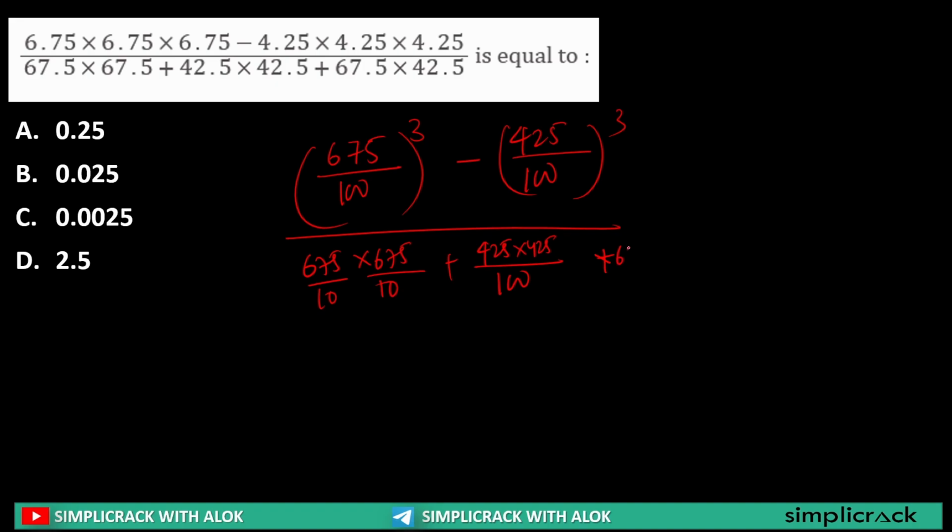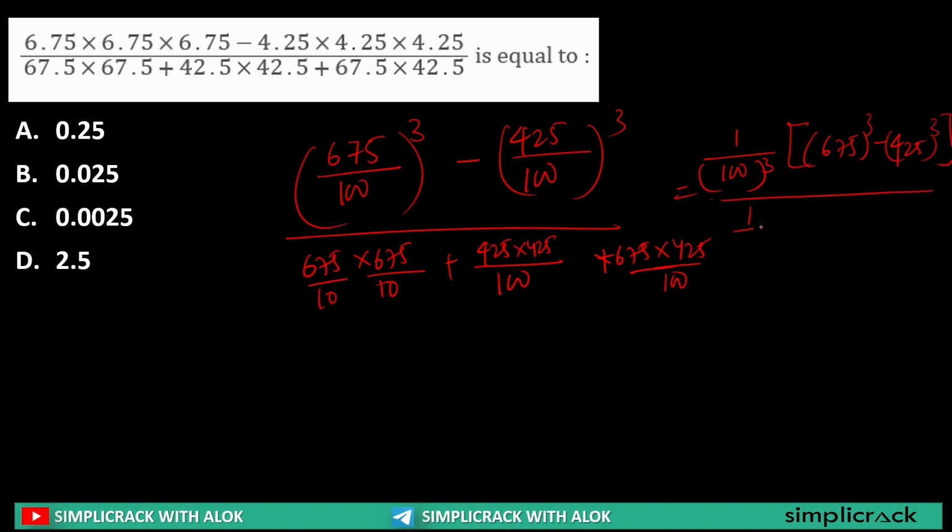Okay, plus 675 into 425 divided by 100. So this whole thing is about what? See, if I take 1 by 100 cube common, this will be 675 cube minus 425 cube, right? Divided by, if I take 1 by 100 common, this will be 675 square plus 425 square plus 675 into 425. This is exactly the formula of a cube minus b cube divided by a square plus b square plus ab.